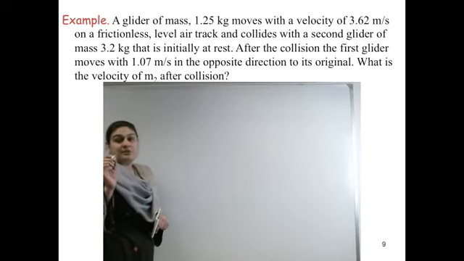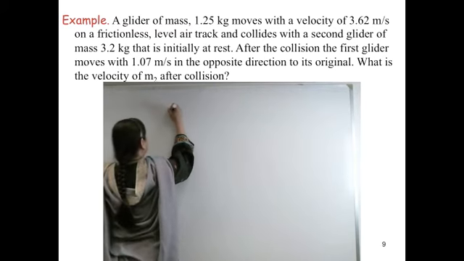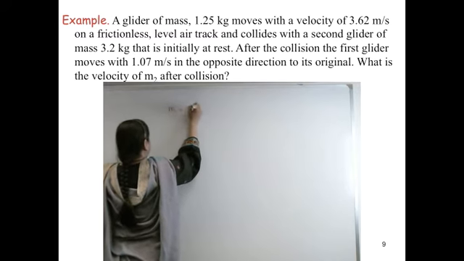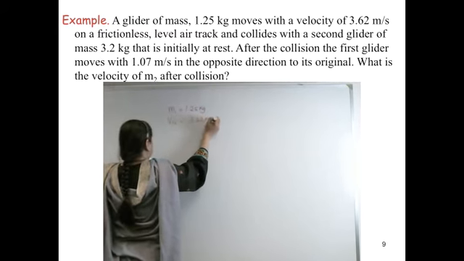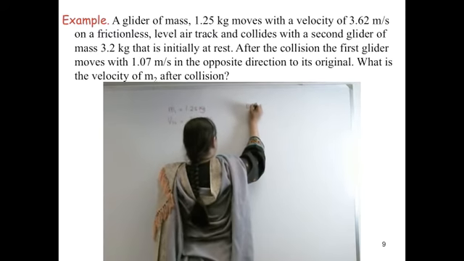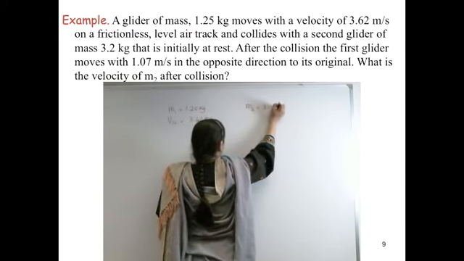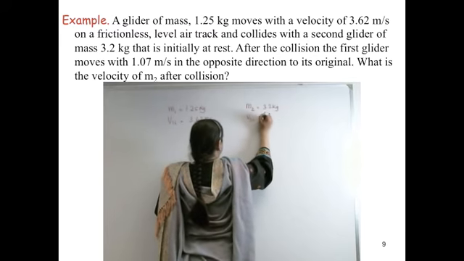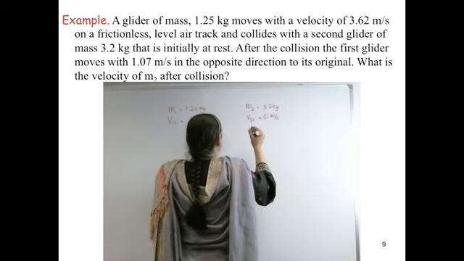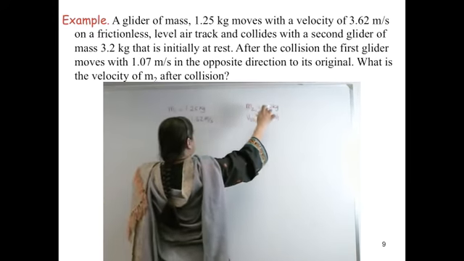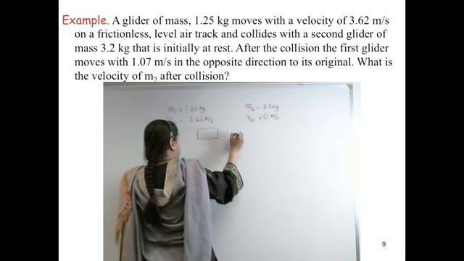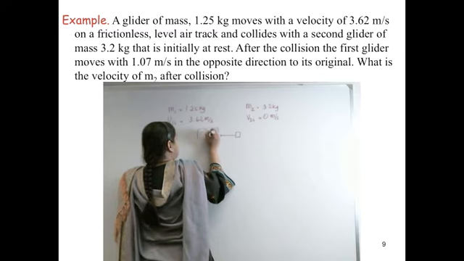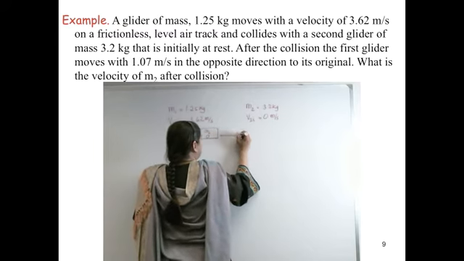Okay. Now, the question gives us a glider of mass m1, 1.25 kilograms, and its initial velocity is 3.62 meters per second. It collides with a mass m2, which is 3.2 kilograms, and its initial velocity is 0 meters per second. Note this is a smaller mass and it comes and hits a larger mass. So a small mass becomes incident on a big mass. This m2 is at rest, so it's at 0, and this is m1.